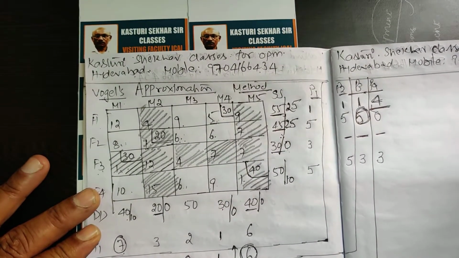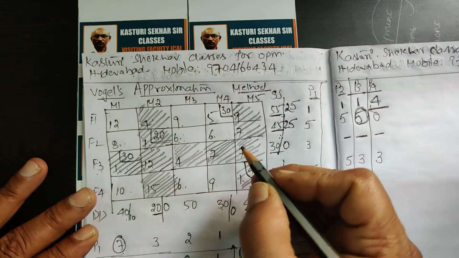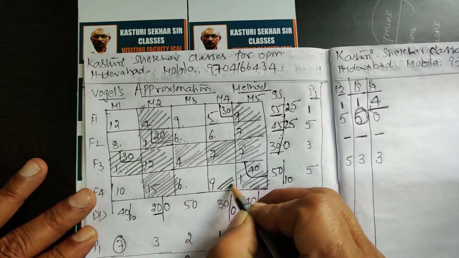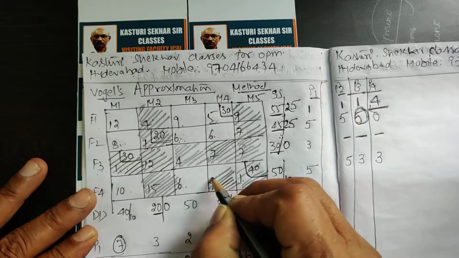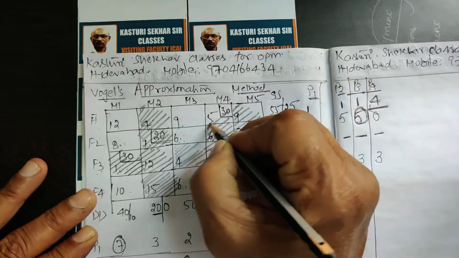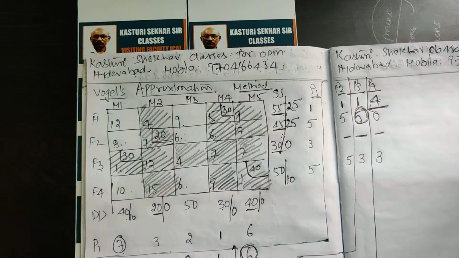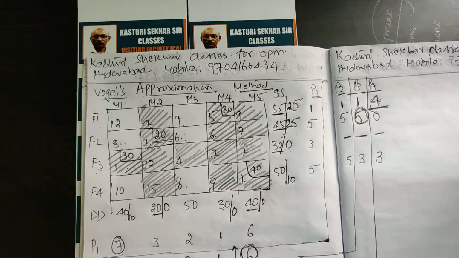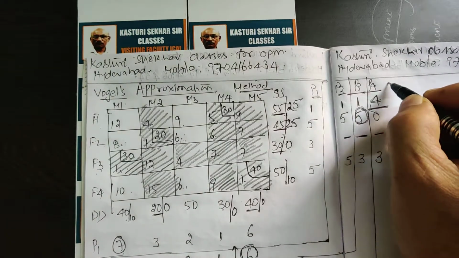Market 4 requirement is fully satisfied. So it is eliminated from the picture. Now let's move to penalty 5.